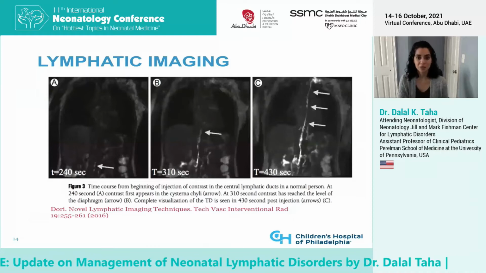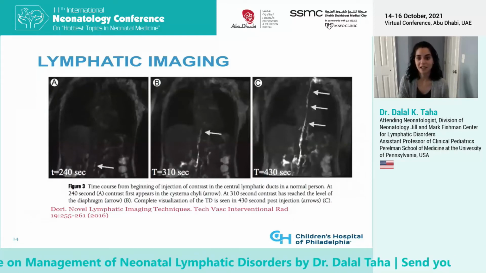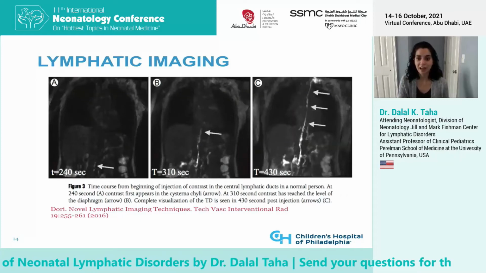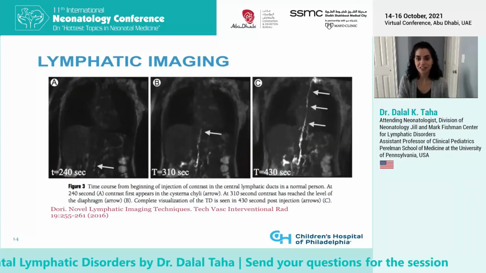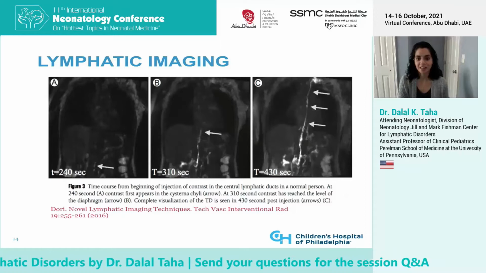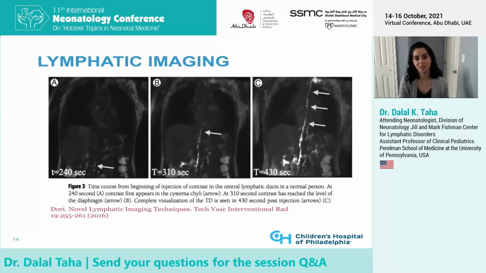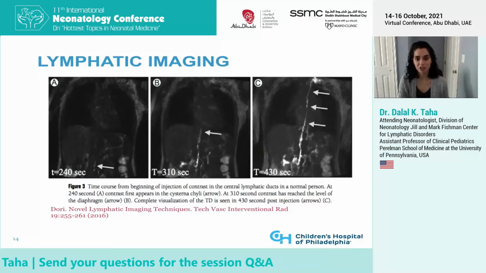If the patient is to be moved into the MRI scanner, gadolinium is then injected into each lymph node. 1 minute after the initiation of injection, scanning is started. These images show a typical time course of contrast moving along the central lymphatics, with image C showing the thoracic duct lit up in a normal person at 430 seconds, or about 7 minutes.